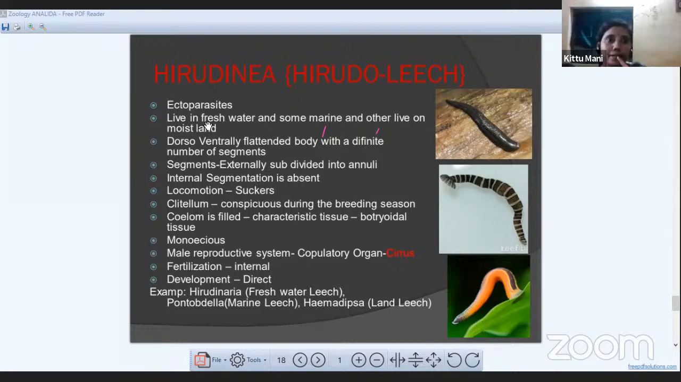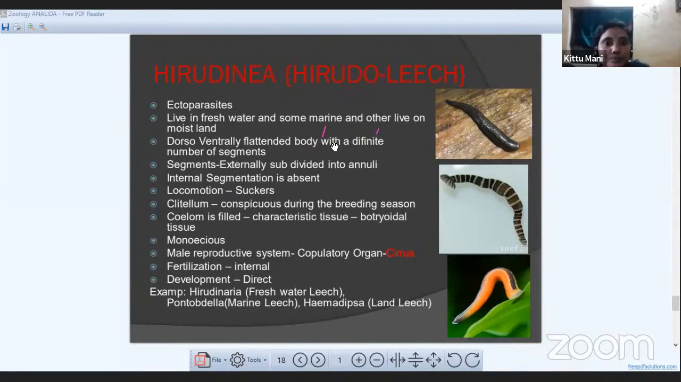Next, they live in freshwater, some in marine water, and others live in moist land. Here the leeches show many diverse habitats. Then they have a dorso-ventrally flattened body. Dorso means the dorsal side here, and this is the ventral side of the organism. They are dorso-ventrally flattened.